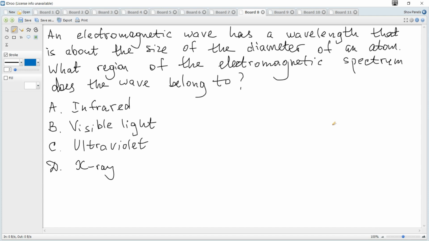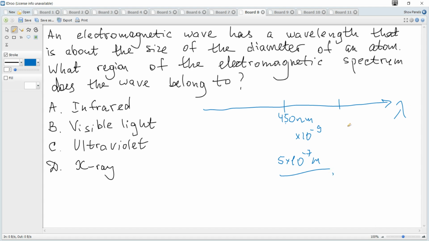An electromagnetic wave has a wavelength that is about the size of the diameter of an atom. What region of the electromagnetic spectrum does the wave belong to? Let's consider the electromagnetic spectrum in terms of lambda. Visible light is about 450 nanometers, nano being times 10 to the power of -9, and it's about 5 times 10 to the -7 in meters, and red is about 700 nanometers.